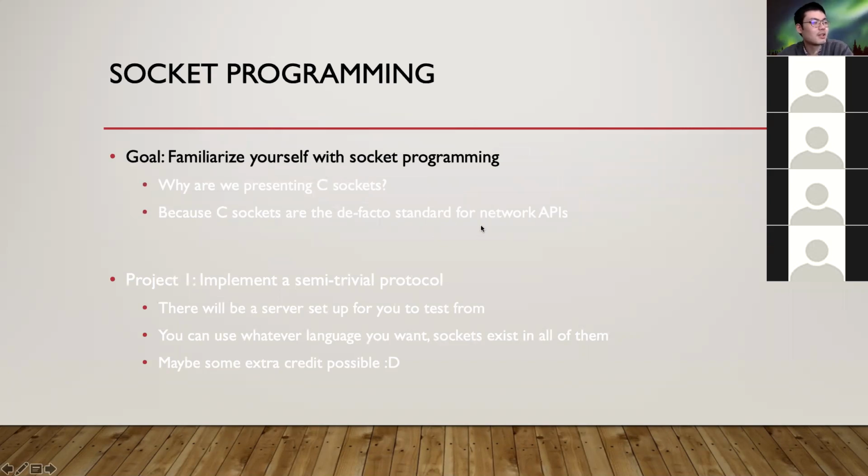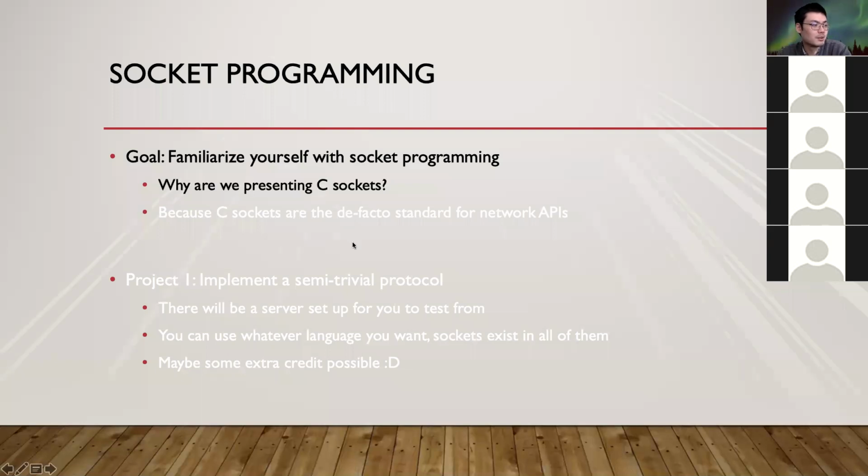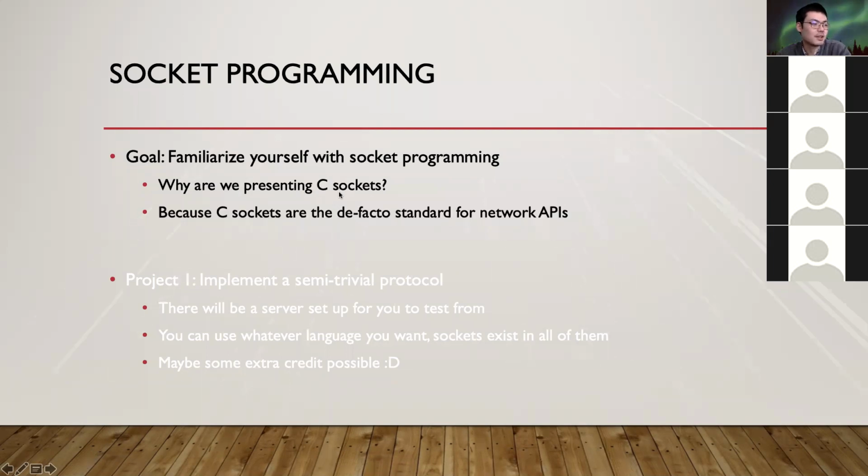So the goal, why we need to talk about socket programming, and why we talk about C: because C socket is the foundation of every socket. Every other one follows the same API. Some just wrap the C API; I think Python's API is just wrapping the C API. C sockets are the de facto standard for network APIs. It was established first. C is a very ancient language.